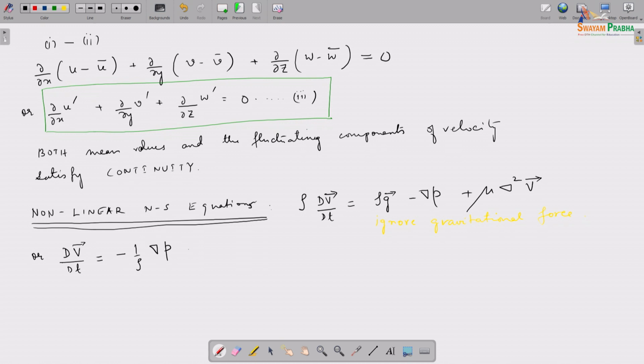So, this is the kinematic viscosity, right, and mu is the dynamic viscosity. So, we divide by rho and then we get this. Okay. So, this is my Navier-Stokes equation where we ignore the gravitational forces, right. And that is that.